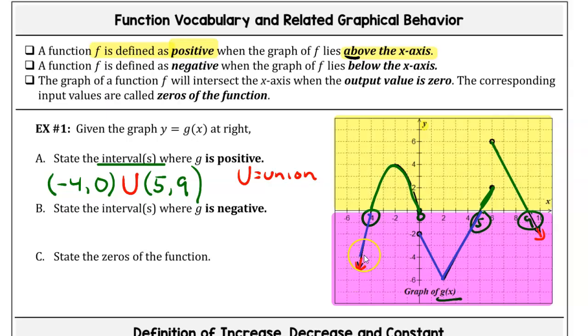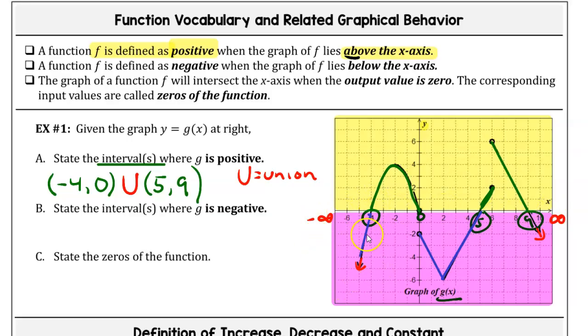Now, I was mentioning this arrow here earlier. So what does this arrow mean? It means it goes forever. So really, we could say that on the far left, there is also negative infinity. On the far right, there's also positive infinity. That's always going to be there. That's what these arrows at the end of the axes mean.